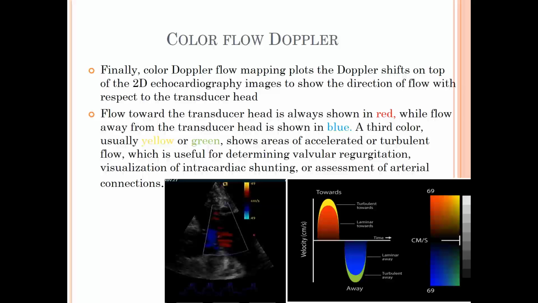If it is towards the transducer, it is in red. If the flow is away from the transducer head, then it is blue. We might have turbulence or aliasing. If it is away from the transducer, it is green, and it is yellow if it is towards the transducer. This determines valvular regurgitation, valvular stenosis, intracardiac shunts, or if there are arterial connections.